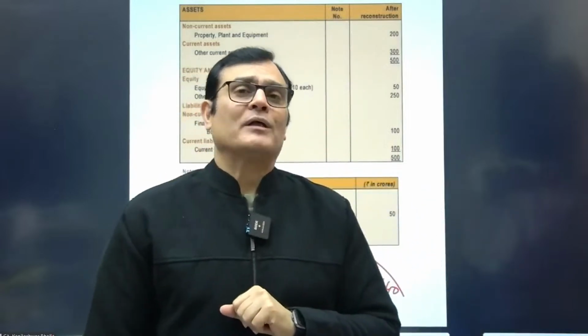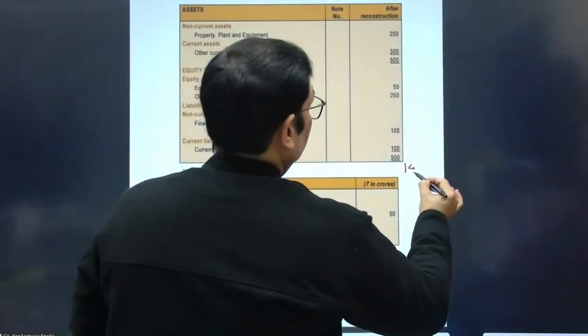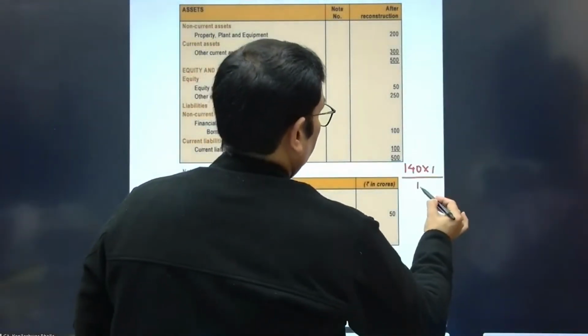Actually, if you notice in this particular case, the company Maximini has 5 crore shares in the balance sheet. It issued 5 crore shares in Mini. The shares were issued 1:1. So every shareholder of Maximini is also getting 1 share in Mini as well, which means earlier the shareholder had 140, 1 share each.